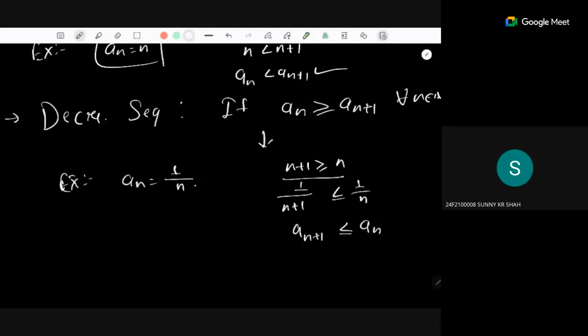If we move one step ahead, the value will be less, like 8 is less than or equal to 7 type of thing. And if we take the reciprocal, the inequality changes from greater than or equal to, to less than or equal to. So 1 by n plus 1 is less than or equal to 1 by n.